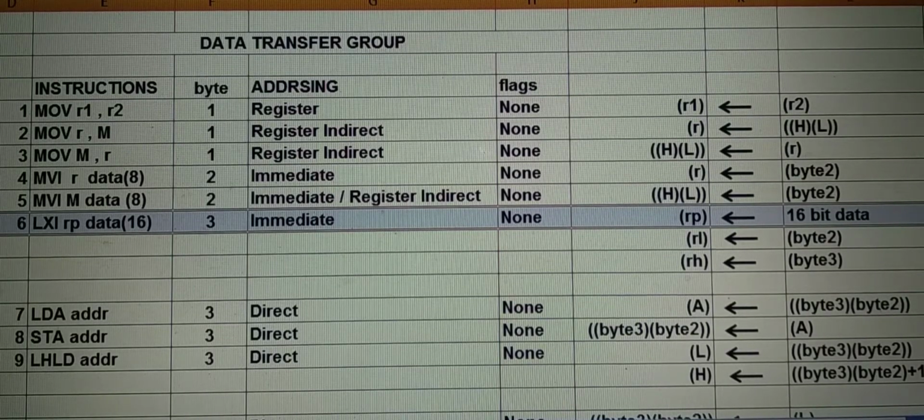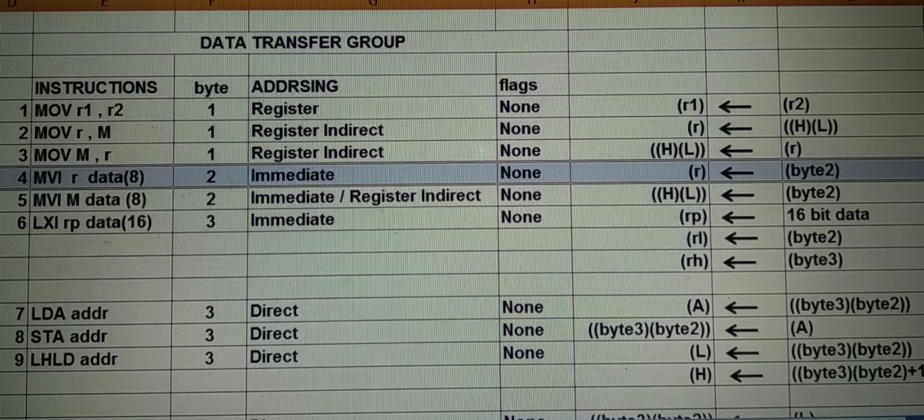Then the MVI R, data instruction is used to initialize the content of a register. How these instructions are used in a program, that part we will learn after completion of all types of instructions.